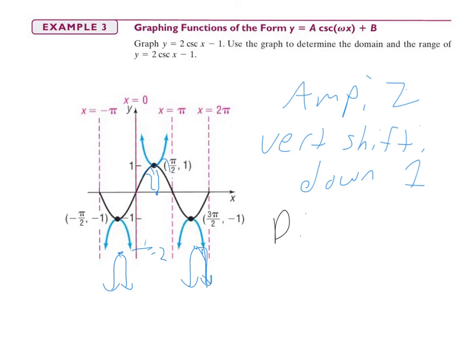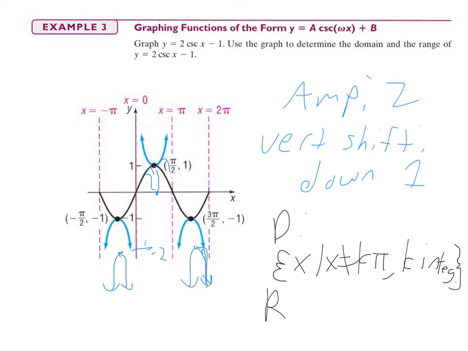So the period didn't change, so the domain would still be the set of all x values such that x cannot be k pi, where k is an integer. And the range, actually it wouldn't be the same because we did shift it down vertically. So it'd be all the y values less than or equal to -2, so -2 greater than or equal to y. It'd be all the y values greater than or equal to 0.